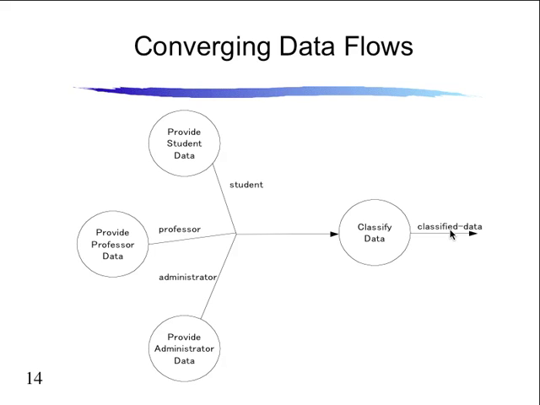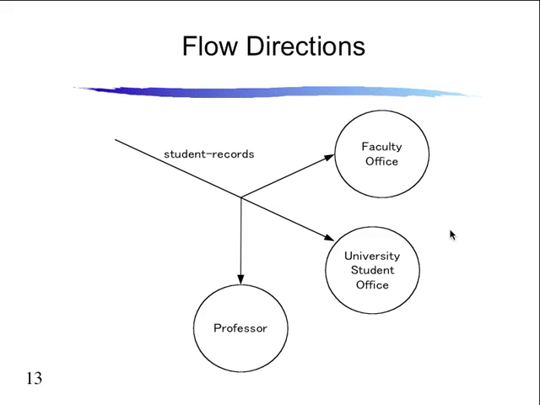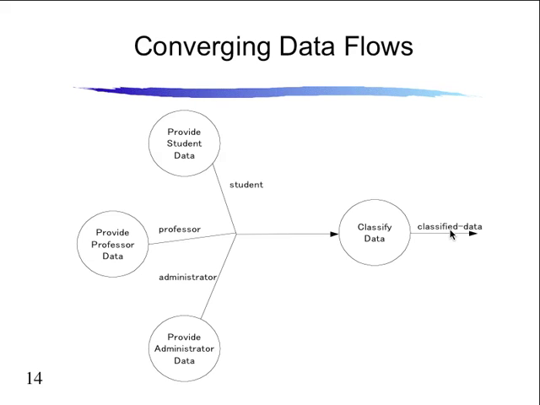We also have this thing called converging data flows. So now we can branch them out into multiple directions, and we can converge them together, the exact opposite. Because we can store multiple data in here, we can provide student data from the student, and professor data from the professor. And then we can also provide administrative data from the administrator, converge it all together, and send it to the classified data process. And then out from here we have the classified data. This process is going to put it all together and organize it for us.